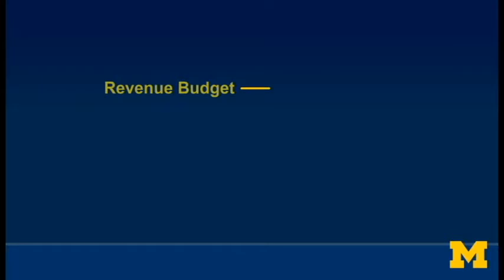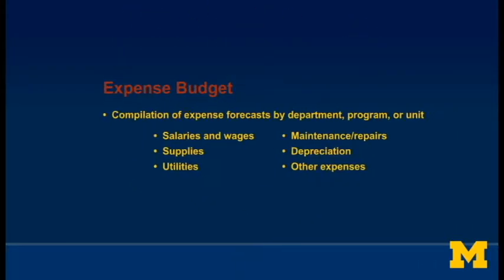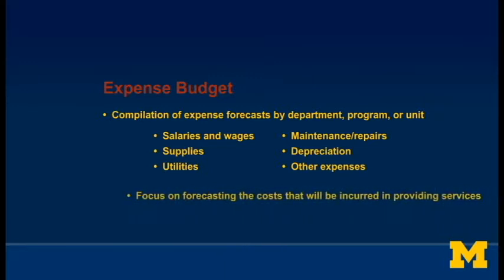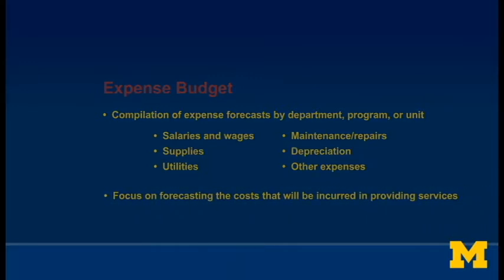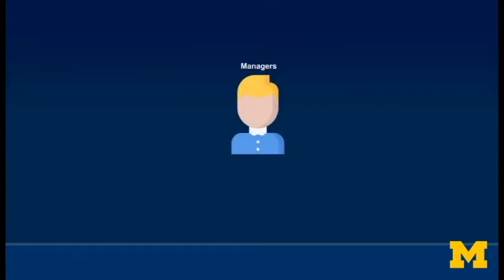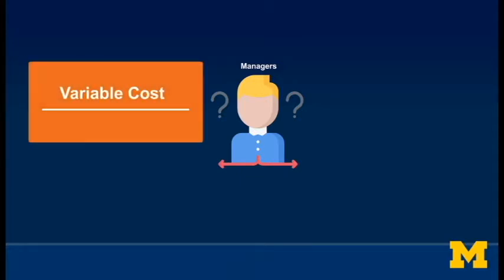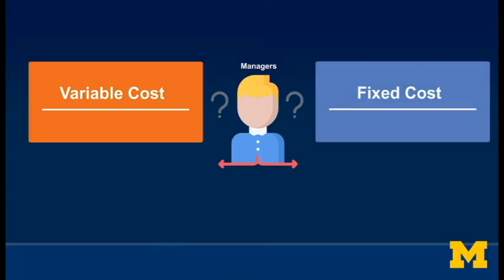Similar to the revenue budget, the expense budget is a compilation of expense forecasts by department, program, or unit. The expense budget focuses on forecasting the costs that will be incurred in providing services. To forecast expenses, managers distinguish between two types of costs: costs that vary with the volume of services provided, and costs that do not vary with the volume of services provided.